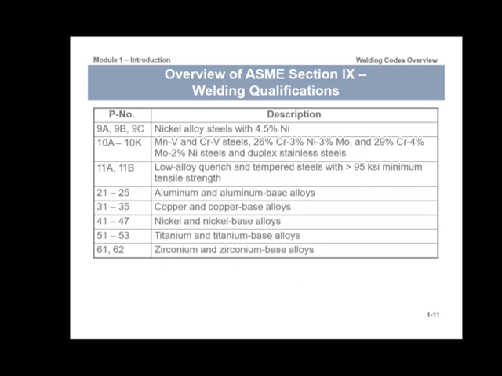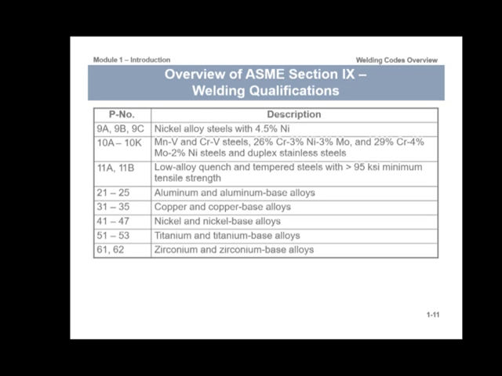Here's some more. We've got P9s, which are nickel steel alloys. 10A through 10K are duplex stainless steels and high nickel steels. 11A and 11B are low alloy quench and tempered steels. The 20s are aluminum and aluminum base alloys. 30s are copper alloys. 40s are nickel and nickel base alloys. 50s are titanium alloys. And 61, 62 are zirconium based alloys.